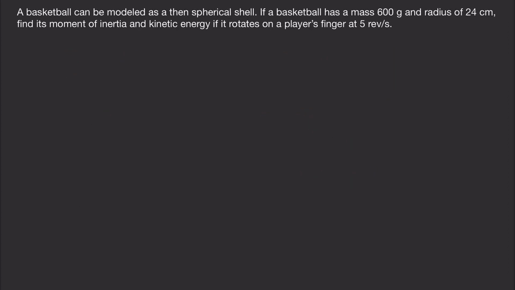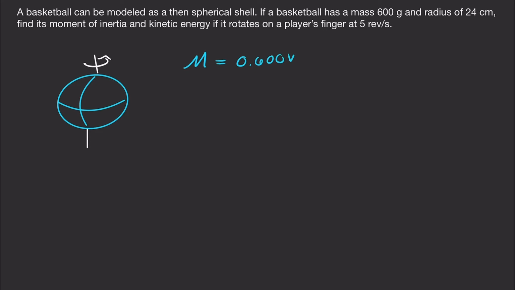Next problem, a basketball can be modeled as a thin spherical shell. If a basketball has a mass of 600 grams and a radius of 24 centimeters, find its moment of inertia and kinetic energy if it rotates on a player's finger at 5 revolutions per second. So we'll start by drawing a rough basketball, and it is going to rotate. And so we have our mass as 0.600 kilograms. The radius is 0.24 meters. And our omega is in revolutions per second. So 5 revolutions per second.